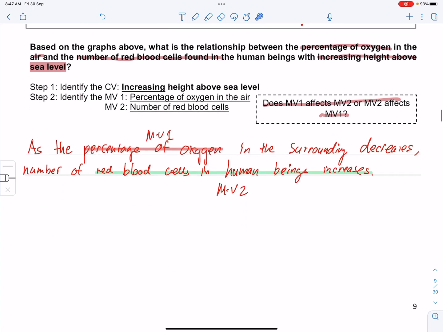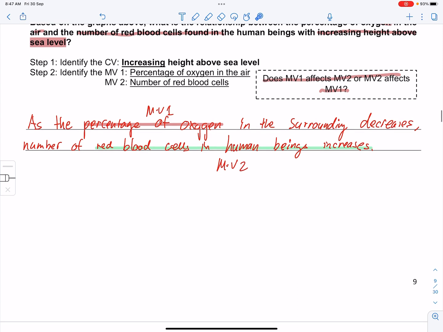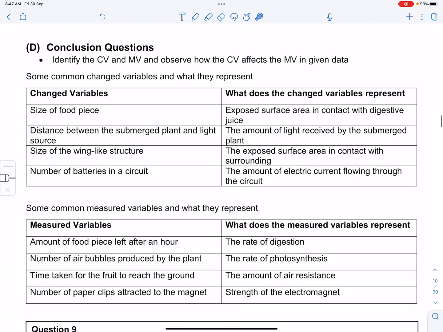Okay, now moving on. We're going on to this thing called conclusion questions. In short, a conclusion question is asking you what you can tell from the experiment. Sometimes the answer to a conclusion question looks very similar to a relationship question, like, what is the relationship?